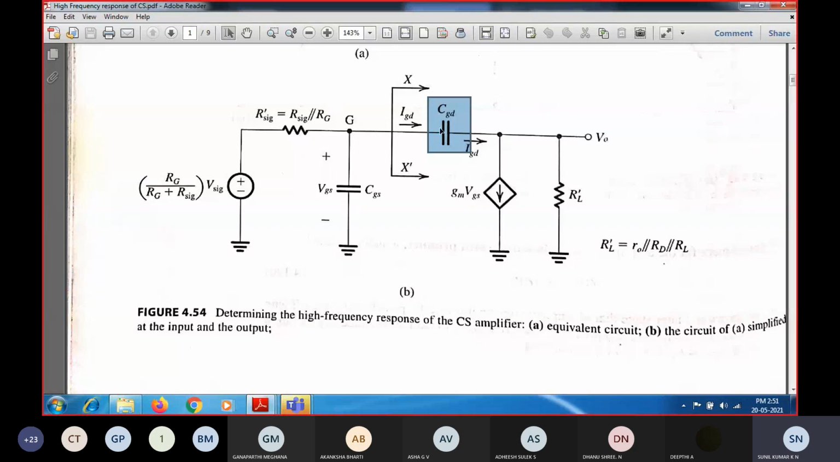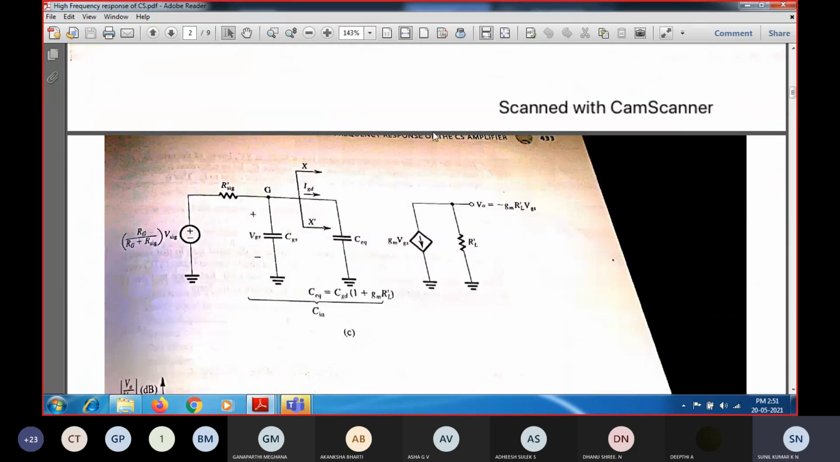Since CGD is the capacitance that connects between the gate and drain, I am going to find out the equivalent capacitance and name it C equivalent. So C equivalent will be equal to what? We need to find it in such a way that the C in should be equal to the same amount of current it is drawing when it is not connected like that before.